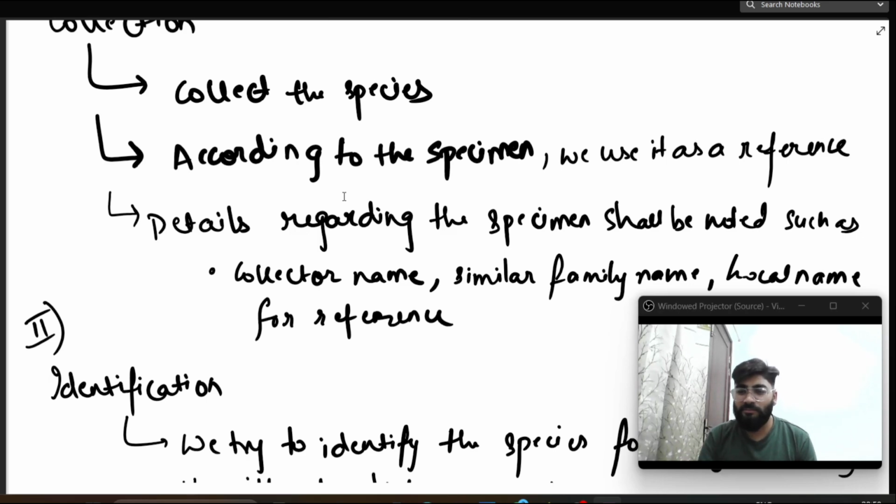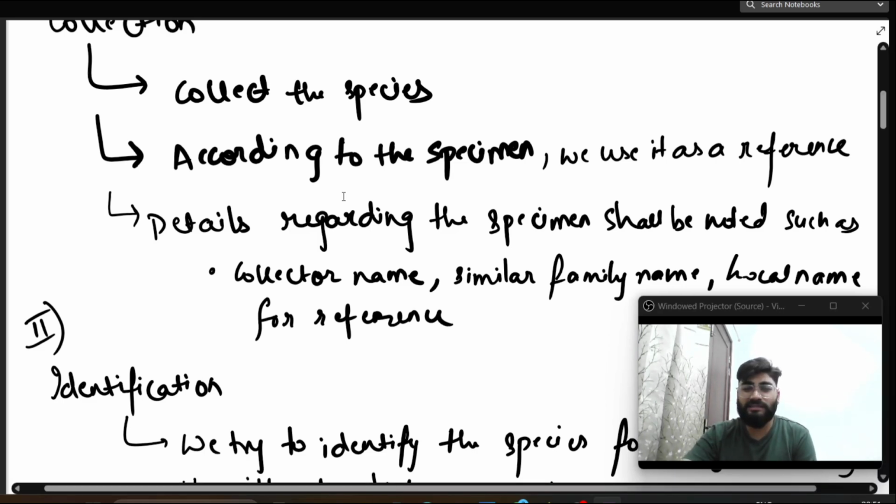What exactly is family? We'll get back to it later on. And the local name for reference. Let's say the species name of that cat is something in the local language. So we write it down for reference, so we can come back to it later on. The first step, collection, is very small. We have to just collect the specimen.